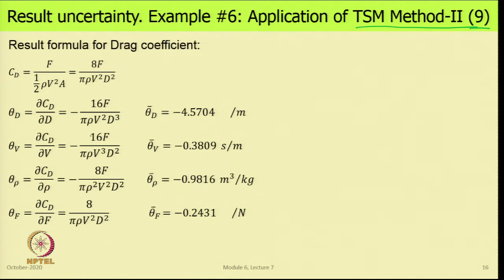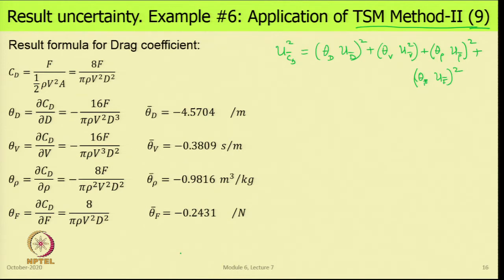So, this is what we have, and ultimately we are working with the fact that u CD bar square is equal to theta d u d bar square plus theta v u v bar square plus theta rho u rho bar square plus theta f u f bar square.